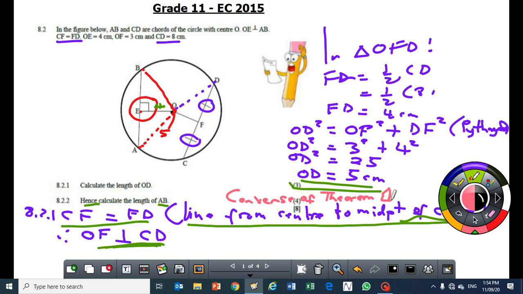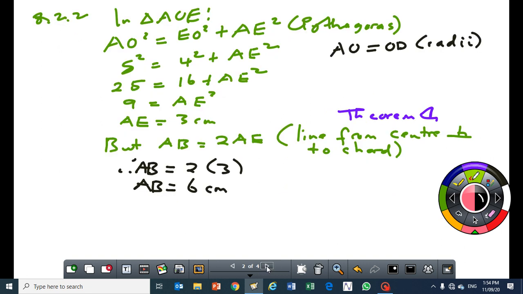So before you go to bed, you memorize that. If the chord is bisected, you must remember that I'm supposed to use the converse. The 90-degree angle won't be there. If the 90-degree angle is there, then it's the original theorem 1. Make sure you're aware of that.